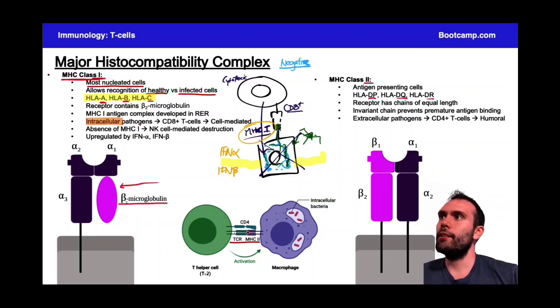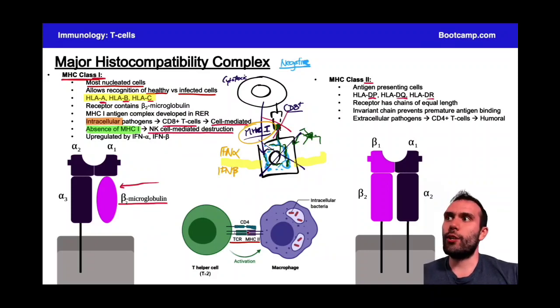Okay, and again, CD8 positive T cells are the ones that recognize MHC1. We talked about that already, usually leading to cell-mediated destruction of that cell. Now, this is very high yield. If there's an absence of an MHC1 receptor, in other words, if the T cell comes by and says, hey, this guy doesn't have an MHC1 receptor, natural killer cells will tend to destroy those cells. Natural killer cells are on the hunt to make sure everybody's got their MHC1 receptor.